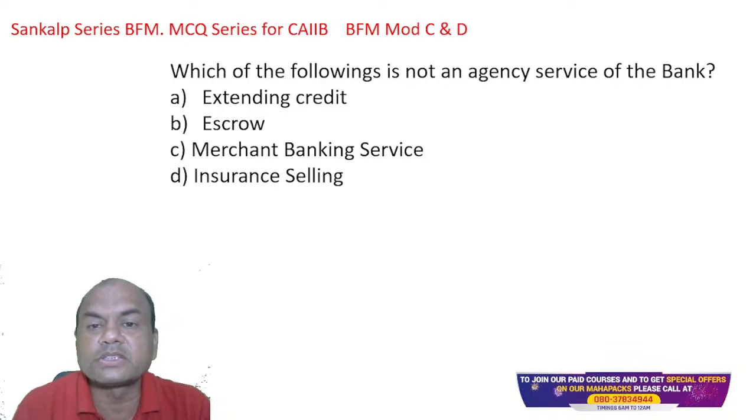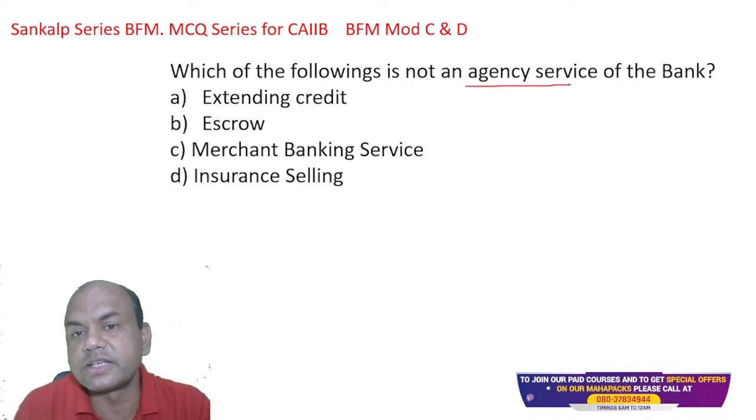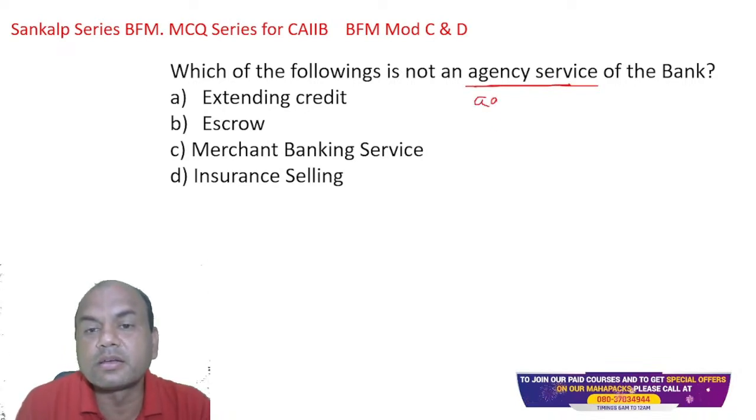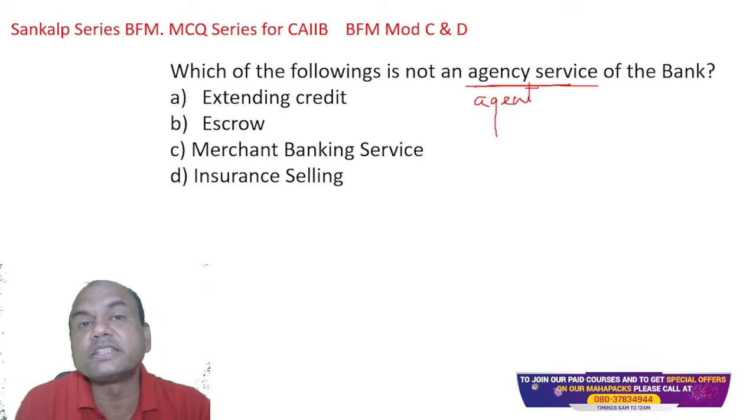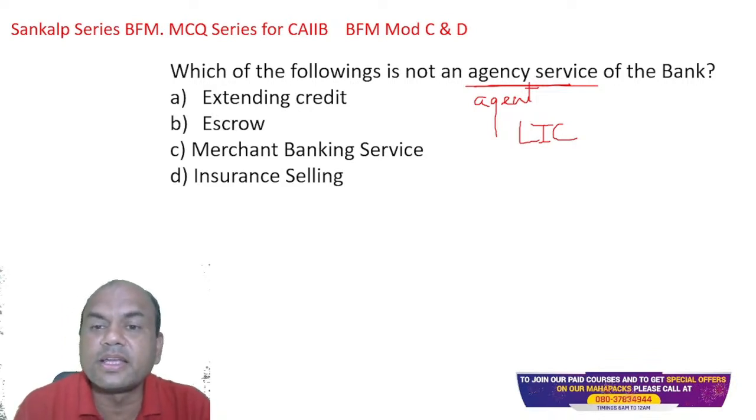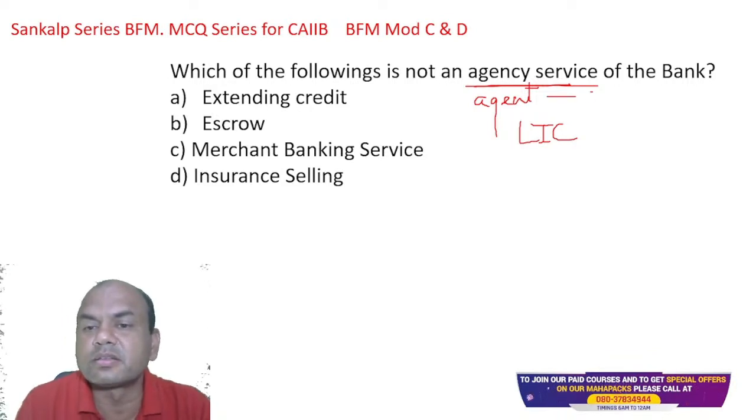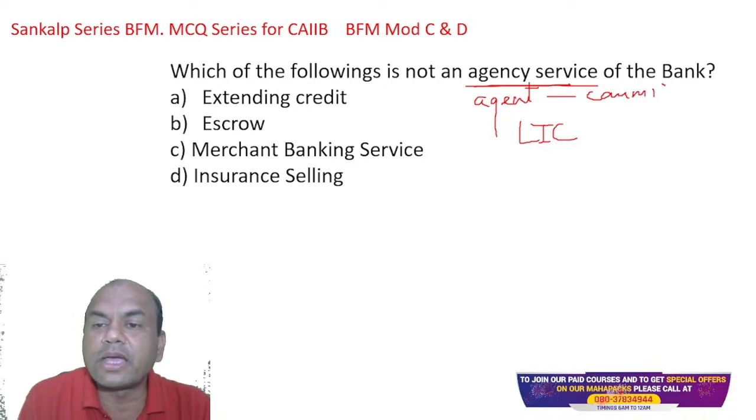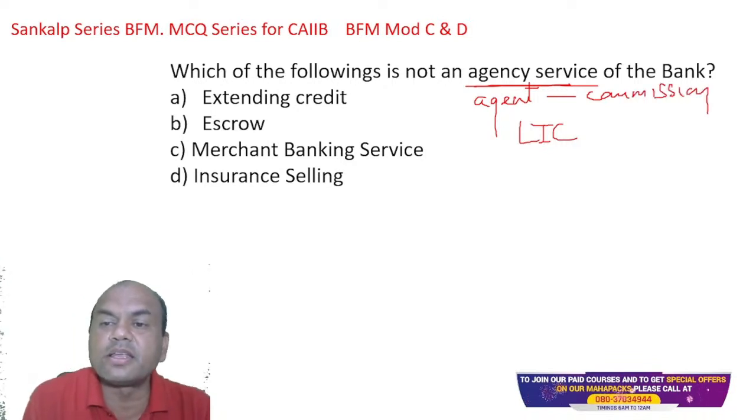Which of the following is not an agency service of the bank? Agency means the bank is acting as an agent. Agent means what? LIC agent, insurance, or any other agent, like a mutual fund agent. What does the agent get? The agent gets only commission. Same thing, the bank also gets only commission in agency services.